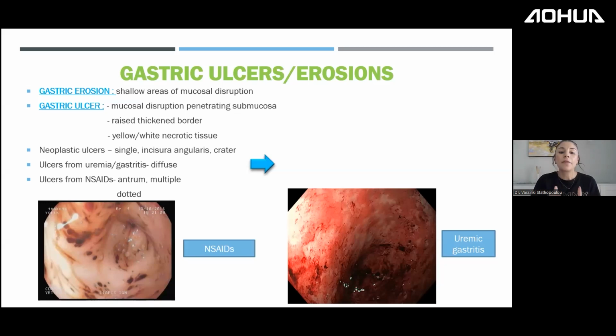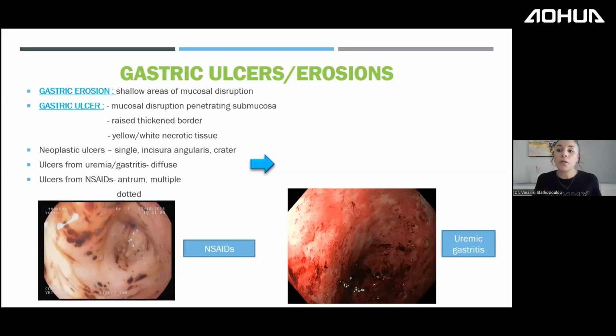So the neoplastic ulcers, most of the times, are single. They're located in the incisura angularis, and they have a crater form. The ulcers from uremia, and of course here there's a big question mark, and I will explain why, or diffuse gastritis are mostly diffuse. It could be patchy, in the pyloric region or in the fundus, in the body of the stomach, because we're talking about a more diffuse disease.